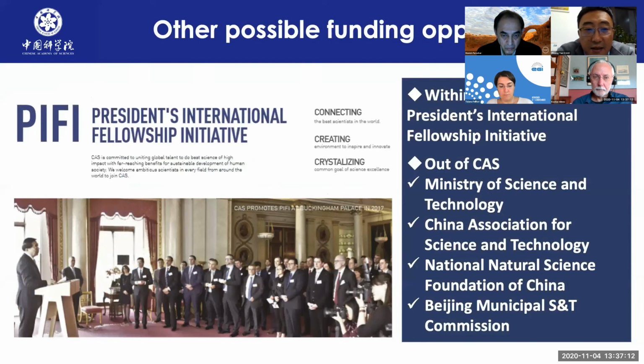And besides the IPP, as I have mentioned, we are also coordinating other possible funding opportunities and resources in China. For example, the Ministry of Science and Technology and NSFC of China, some local governments, not only Beijing Municipal Science and Technology Commission and the CAST. These are the key players in China's innovation system.